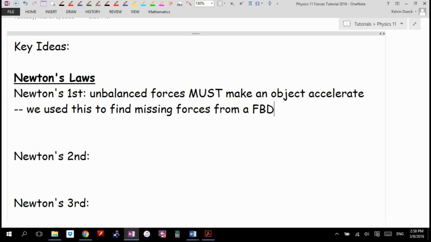Another one, is this object sitting still? Is it at a constant speed? Then there must be a force in the opposite direction, same size. That was Newton's first law.